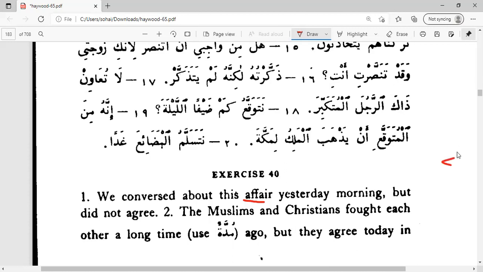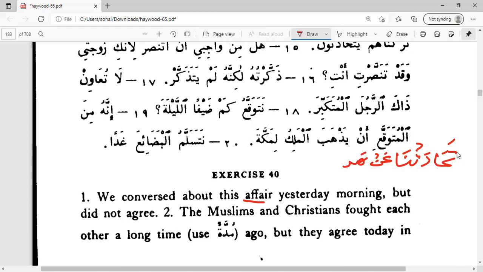Okay, so yeah, tahadasna, we conversed about this affair, an hazal umuri. Umuri is the broken plural. The singular is amri.